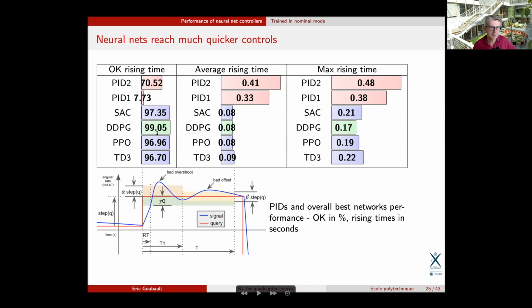The OK rising time is almost 100%, whereas the best PID is at 70%. And the average rising time is extremely small, less than 1/10 of a second. It's not the case for the PIDs. It's always like 0.4 seconds. And the max rising time is very good as well.